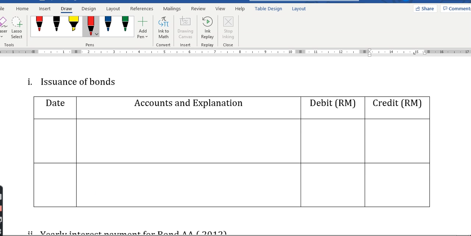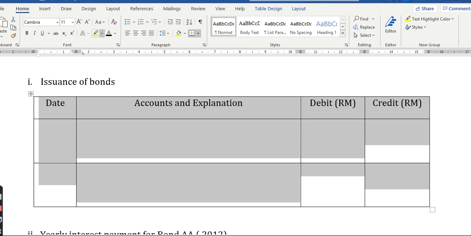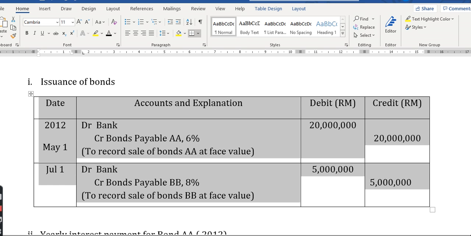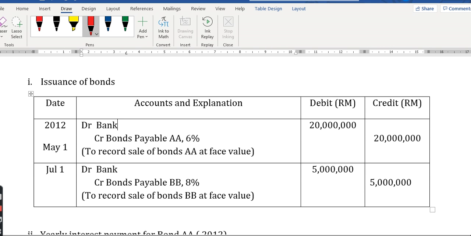Okay, you have two types of bond, AA and BB. The first bond was issued on the 1st of May. So on 1st of May 2012, you will debit bank and you will credit bond payable with the amount of 20 million. Alright, and then in the same year, on 1st of July, you will debit bank and also credit bond payable, but this is for a different bond, that is bond BB, with a face value of 5 million. Alright, this is how you go about recording the issuance of the bond.